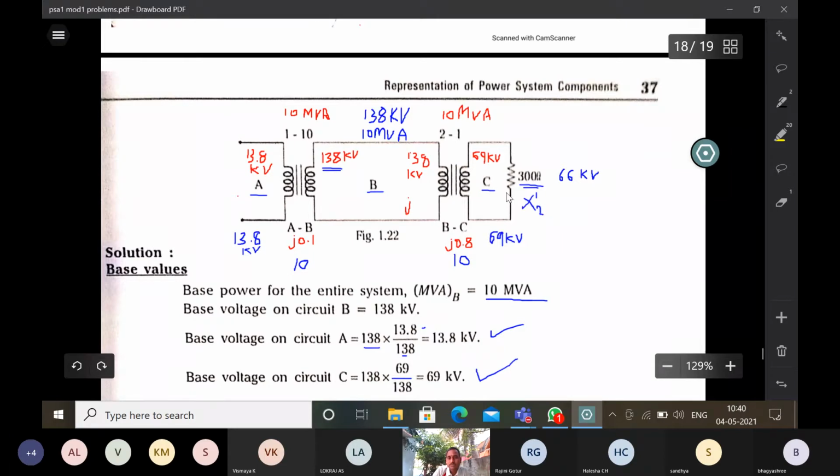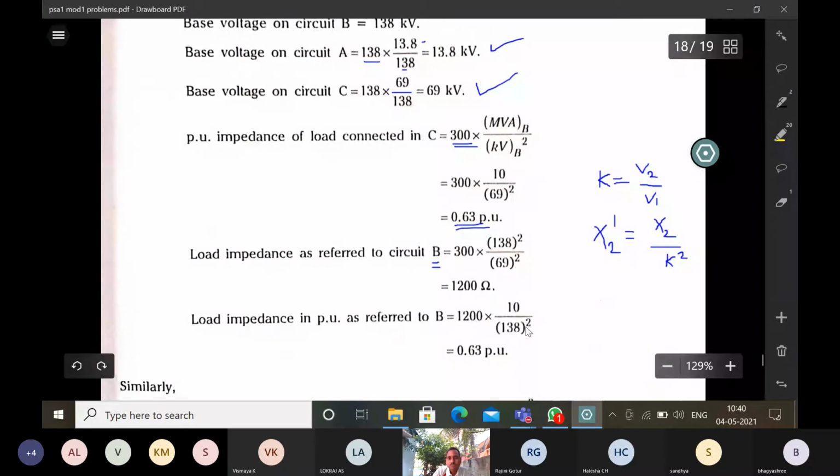So X2 dash is equal to X2 by K square. K means what here? V2 by V1. V1 is 138, V2 is 69 kV. So V2 by V1 means 69 by 138. X2 is 300 ohm divided by K square, V2 by V1 squared. If it goes to the numerator, it becomes V1 by V2, so 138 by 69 squared. Is it clear?